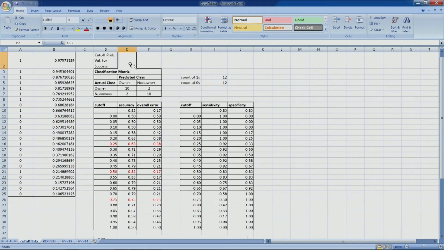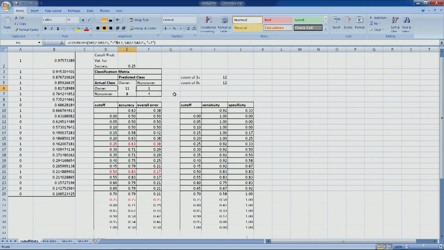Now, if we look at the classification matrix, right now in the predicted class, 12 are being predicted as owner and 12 are being predicted as non-owner when the cutoff value is 0.5. If we change this cutoff value from 0.5 to 0.25, you would see the classification matrix has changed because of the appropriate formulas being used in those cells. So you would see now in the predicted class 19 observations have been classified as owner and only 5 observations have been classified as non-owner.